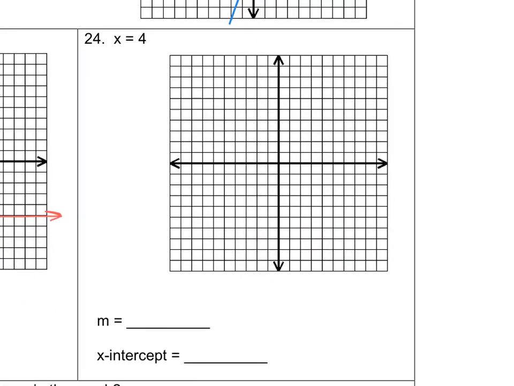24, we're looking at x equals only. So I've got not HOY, but VUX. So if it's x only, then I've got an x equals equation. I've got a vertical line with an undefined slope, so that U that's in the middle tells us that it is an undefined slope.